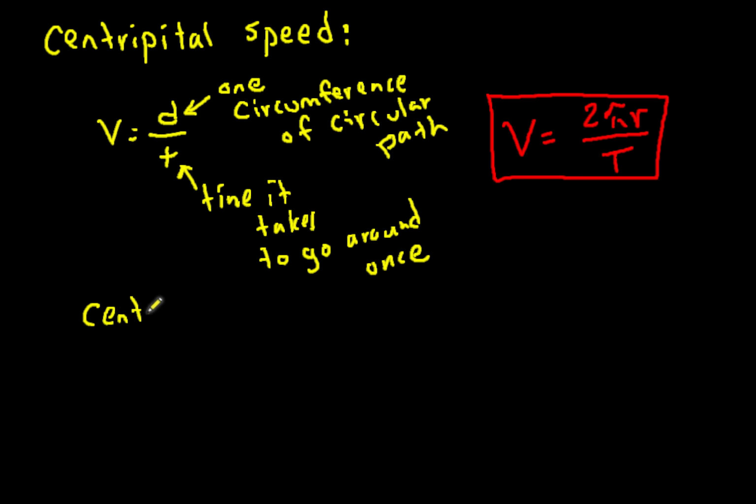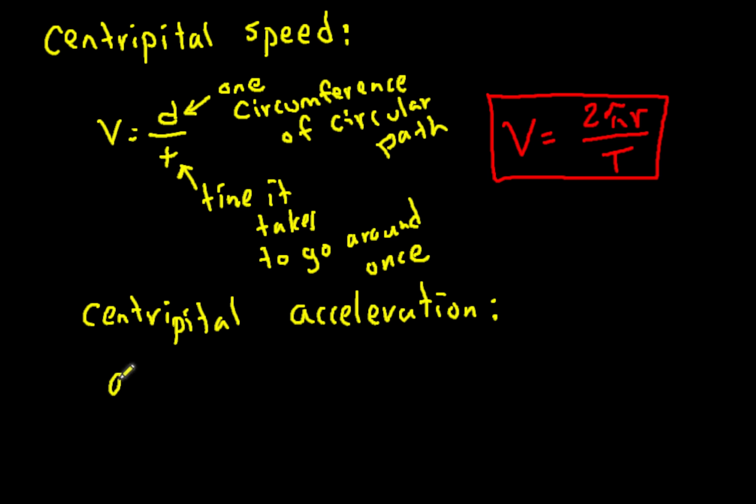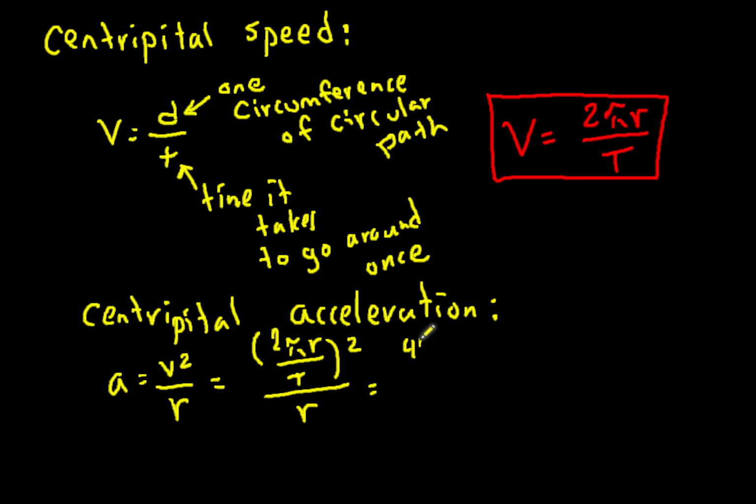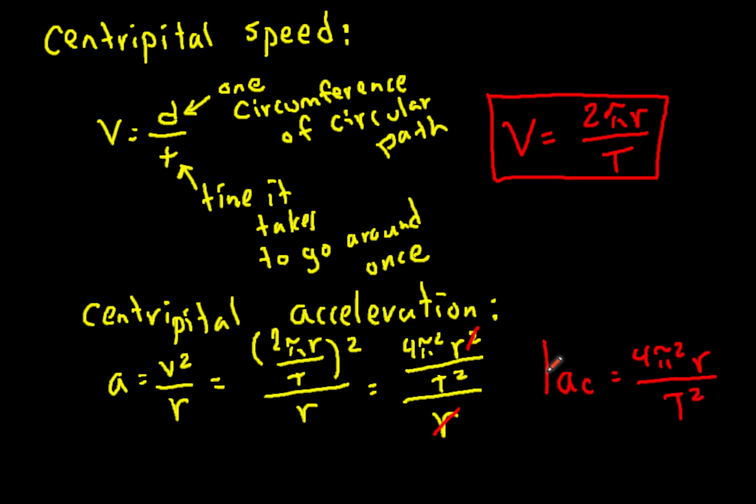The centripetal speed formula can be applied to find the formula for centripetal acceleration that includes period. We already know the centripetal acceleration equals v squared over r. Since v is 2 pi r over T, this is 2 pi r over T, squared, divided by r, which is 4 pi squared r squared divided by T squared, divided by r. And r appears on the top and the bottom of this equation, so it can be cancelled out once. This gives us the formula a_c equals 4 pi squared r over T squared.